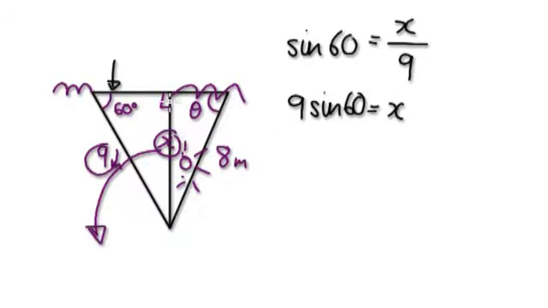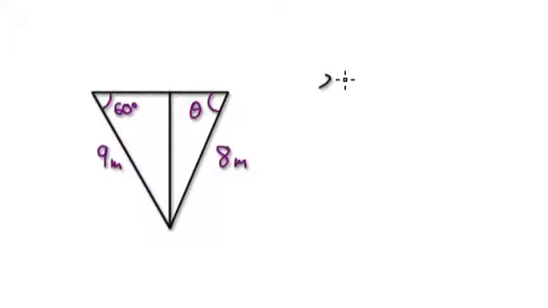Okay, so now we know this length here. So now to find out theta, we would jump to this triangle here. We want to know theta here. So hang on, let me tidy this up. So x is 9 sine 60. Hang on, x equals 9 sine 60. Okay. So now we would jump to this triangle here.